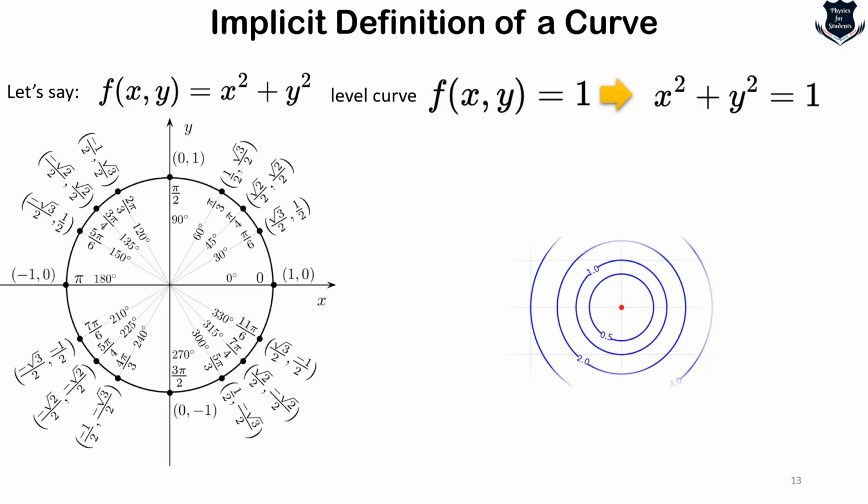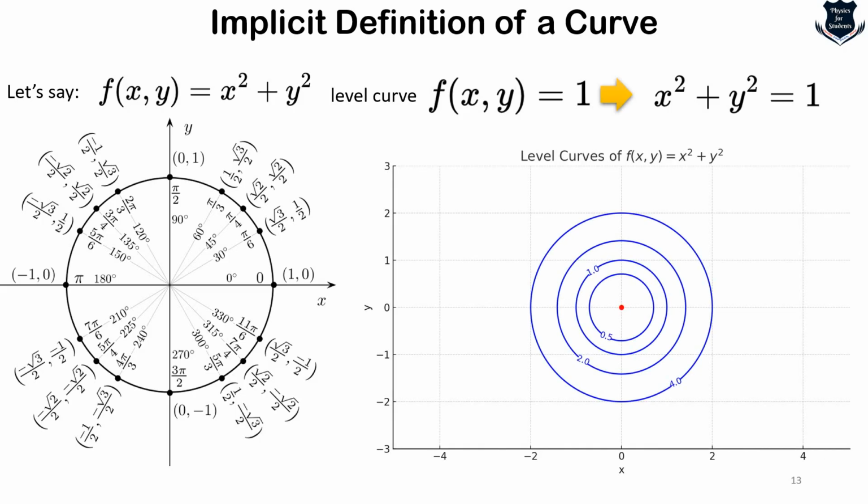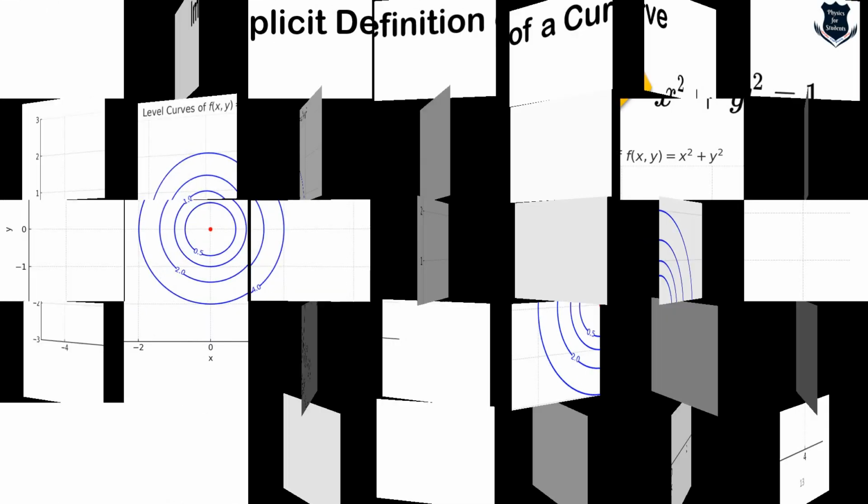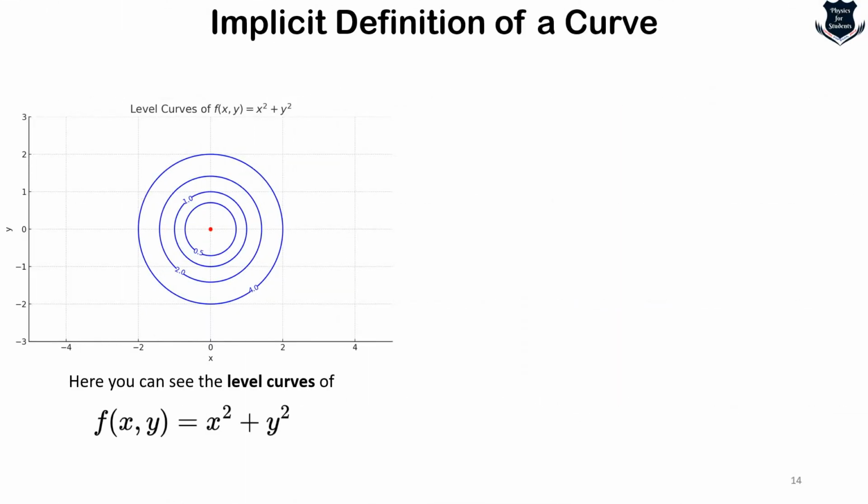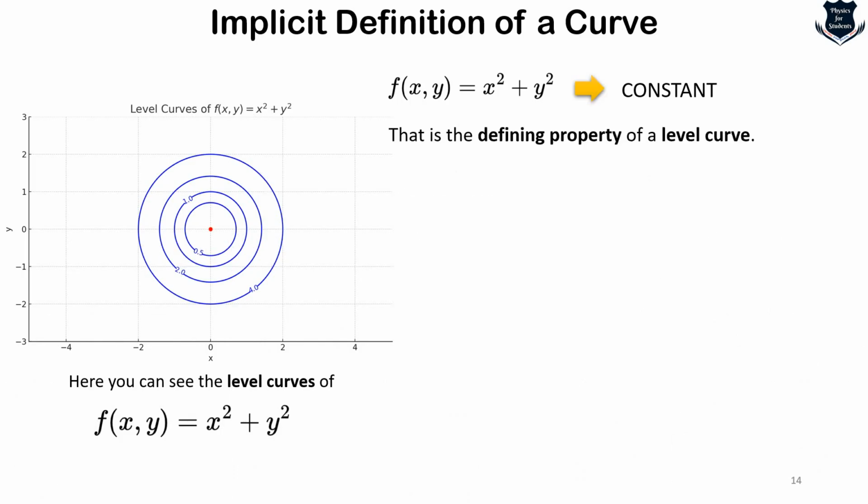Now, taking this definition, if I plot it mathematically, the level curves would look something like this. The red dot is the center, and then we have the concentric circles going around it. So the function we have seen here, f of x, y equals x squared plus y squared, is a constant. Now, if it is a constant, then this is what is called the defining property of a level curve.